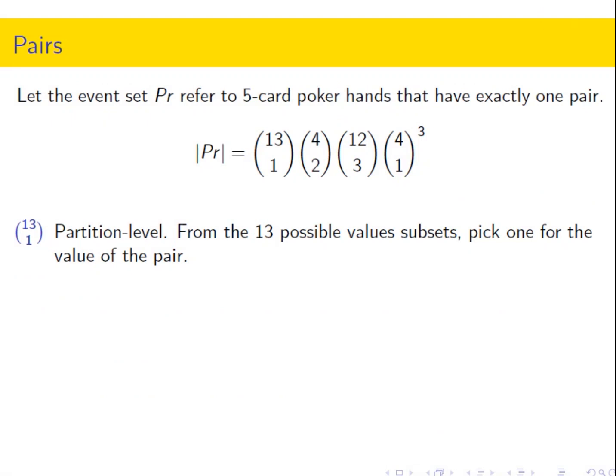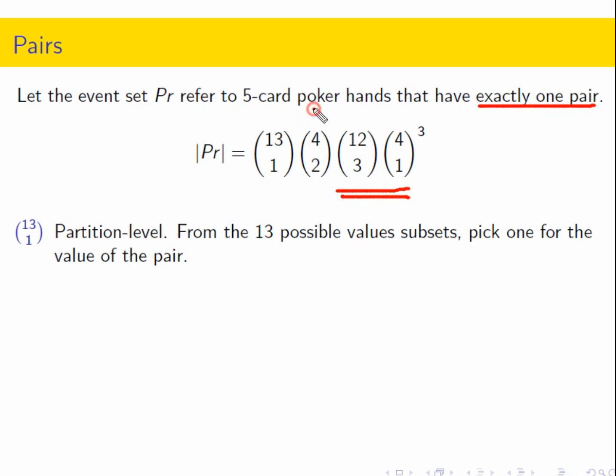So let's take a look at having a one pair hand. Now, there's a little nuance here. The question specifies exactly one pair. And let's talk about why. Because I could have a pair of kings, let's say, but I could also in the same hand have a pair of queens.